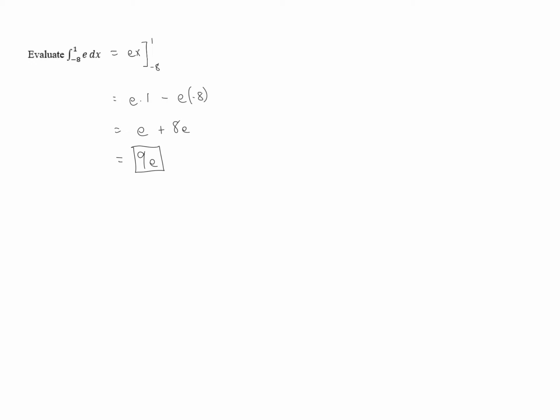And this matches how we could have done this before, because we had a rule that said when you're taking the integral of a constant like this, you can take that constant and multiply it by the difference of the limits of integration. And 1 minus -8 is the same as 1 plus 8, which is 9, and e times 9 is 9e.